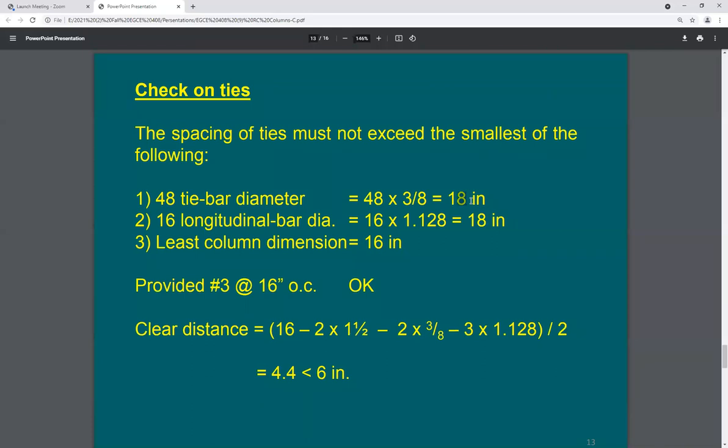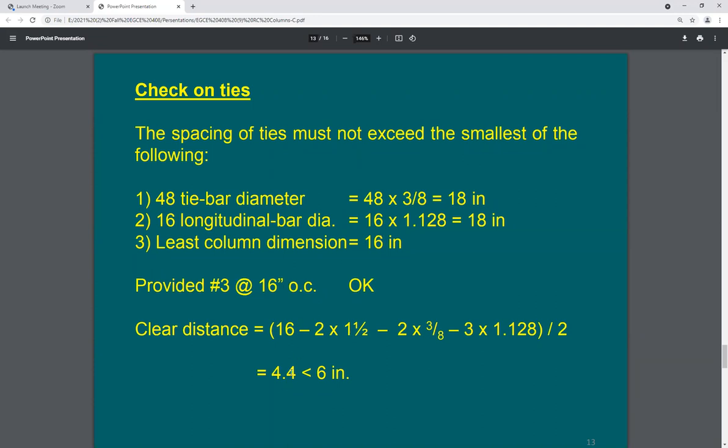So I'm good. But when you do the second check, it says 16 times the longitudinal bar diameter. 16 times, and then you have 1 1/8 of an inch, which you just take from the table for the rebars, it's going to be also 18 inch. It's great. Least column dimension, well, the column is 16 by 16, so I'm good.